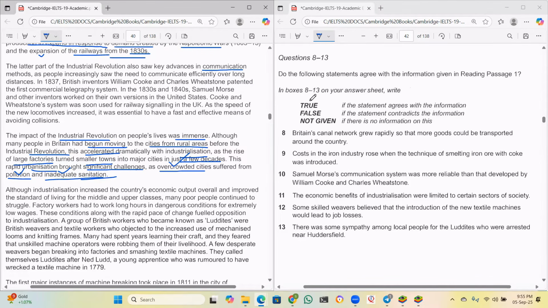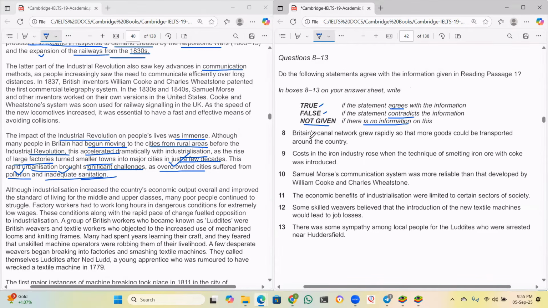Now, what is this? It is true. We have to write true if the statement agrees with the information. We have to write false if it is contradicting with the information. Not given if there is no information on this. Okay. So, yeah.